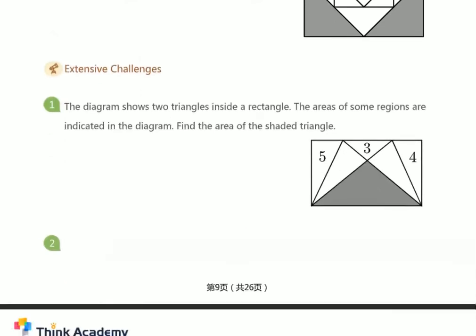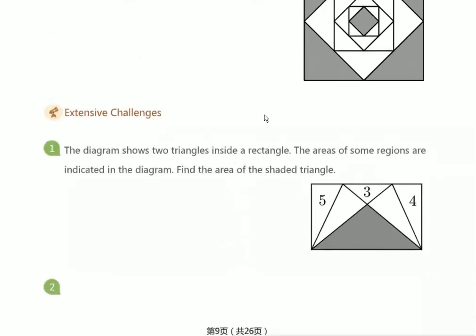Okay, so our extensive challenge question number 1 has simply stated that the diagram has shown 2 triangles inside a rectangle, and the areas of some of the regions are indicated in the diagram. Find the area of the shaded triangle.